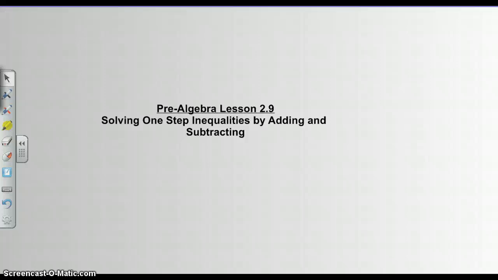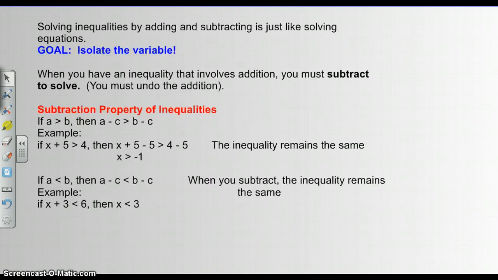This is lesson 2.9, solving one-step inequalities by adding and subtracting. Solving inequalities by adding and subtracting is just like solving equations. We want to isolate the variable. We want it all by itself, hopefully on the left-hand side, so that we can see what it's either less than or greater than. It doesn't matter now that we're not dealing with an equal sign.